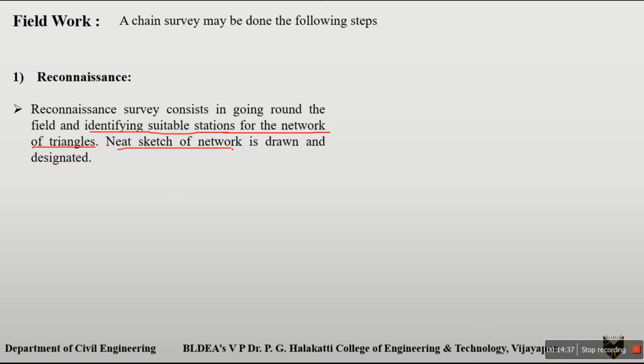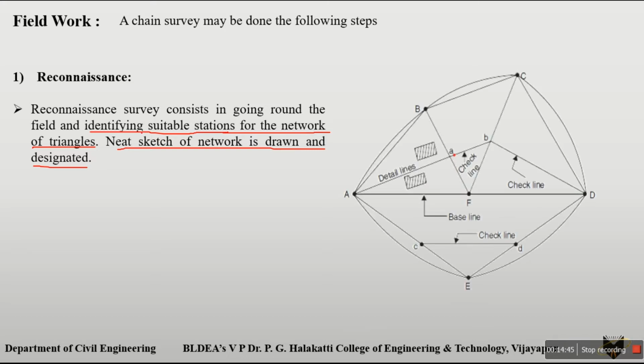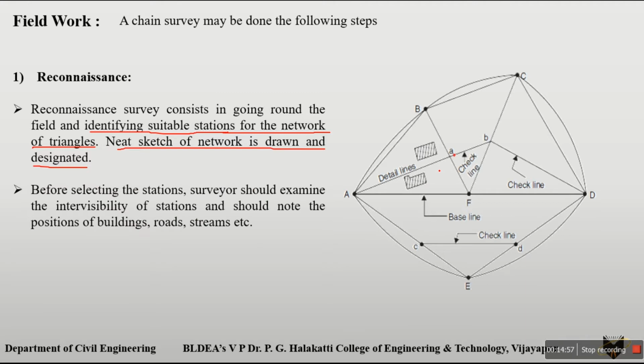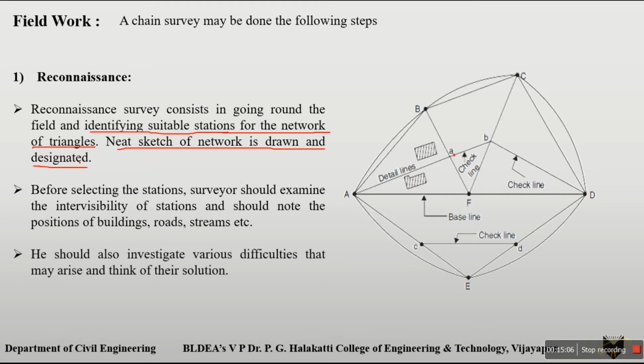Then you have to prepare a neat sketch or handwritten drawing with respect to instrument stations and stations. This is one example, with the area A, B, C, D, E. You have to visit the site, observe what buildings or roads are present, and note down small sketches. Also observe in the field whatever difficulties may arise while conducting the surveying, and note that down. This is the first step, that is called the reconnaissance survey.